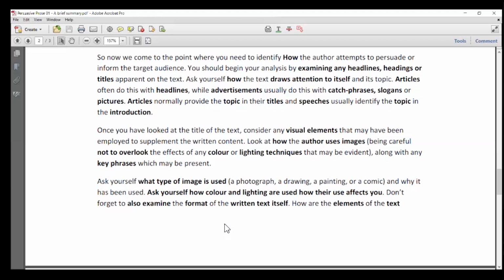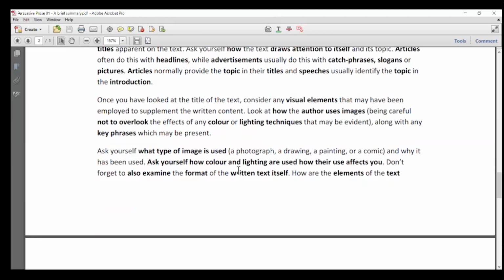Don't forget to also examine the structure. Is it in paragraphs? How long are they? Is it in sentences? How complex are they? Are they simple sentences? Look at the format, the outline, the form of the text itself. All these are features that you need to look at, and they come under how. And now you go on to the language. Now you can see I'm still just on how.